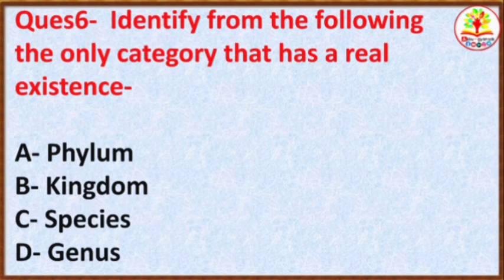Question number 6. Identify from the following the only category that has a real existence. A. Phylum, B. Kingdom, C. Species or D. Genus. The answer is C. Species.